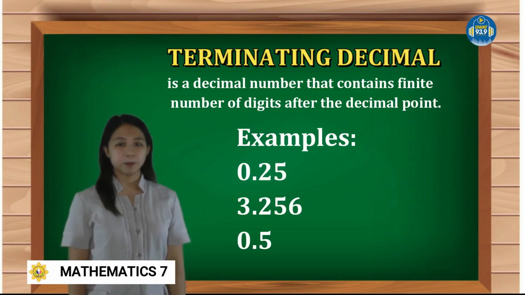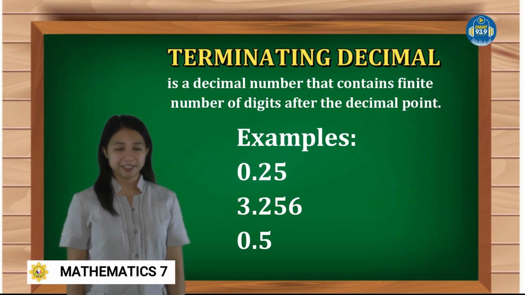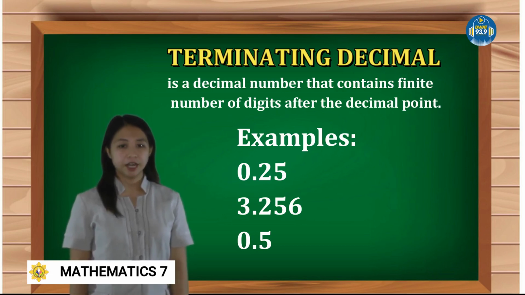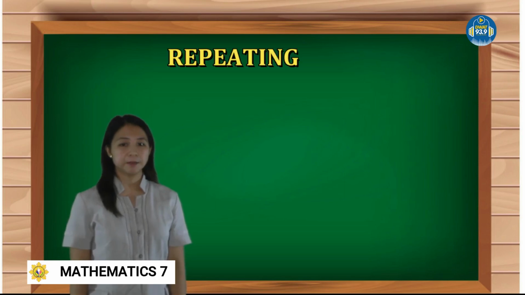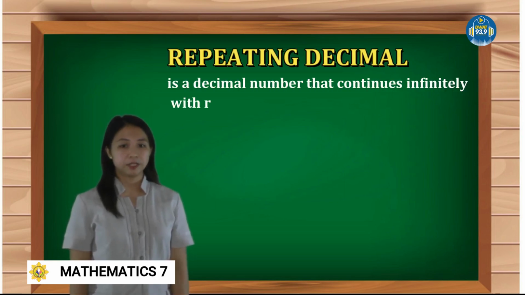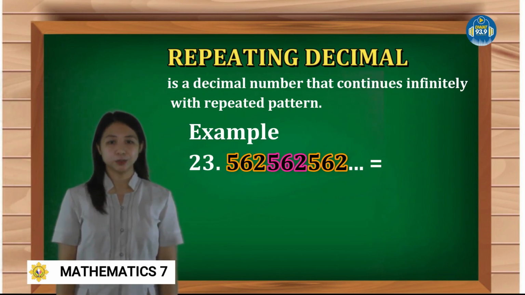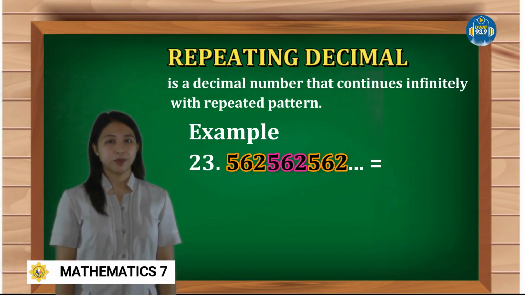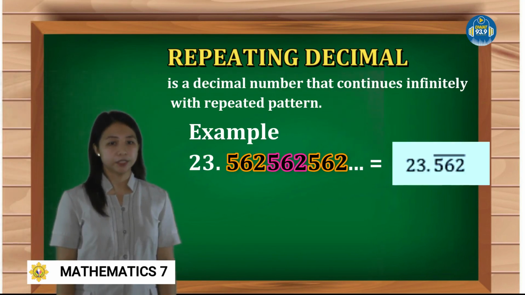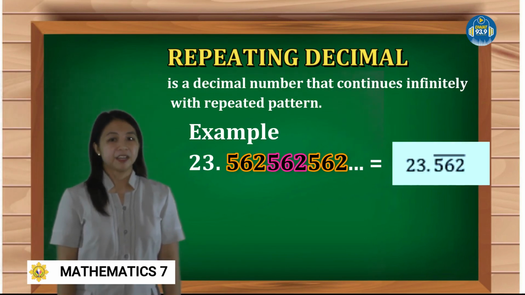Examples are 0.25, 3.256, 0.5. On the other hand, a repeating decimal is a decimal number that continues infinitely with repeated pattern. Example: 23.562, 562, 562, and so on. The repeated pattern is 562. So, we can simply write the decimal as 23.562 bar. The bar indicates that the digits under it are repeated.